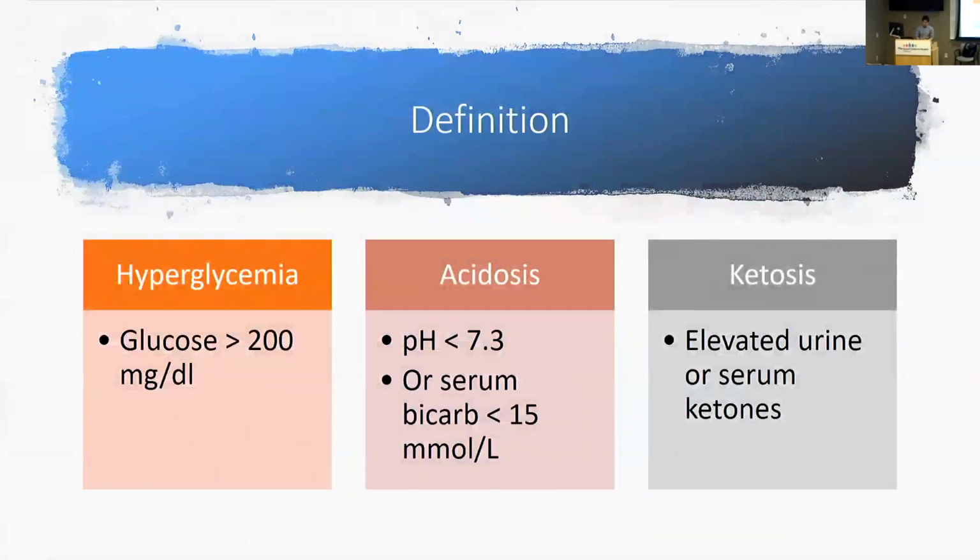So basically, there are three aspects to the definition. One is hyperglycemia, defined as glucose higher than 200. Acidosis, defined as a pH of less than 7.3, or serum bicarb of less than 15. And then finally, ketosis, as defined by elevated urine or serum ketones.